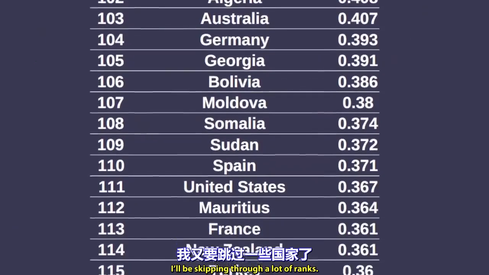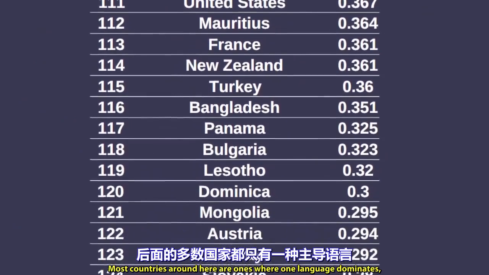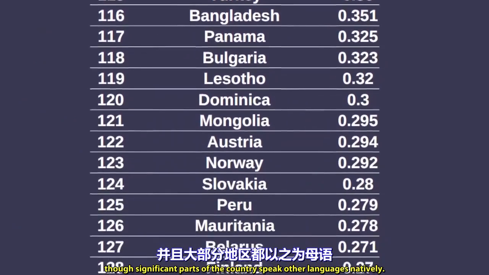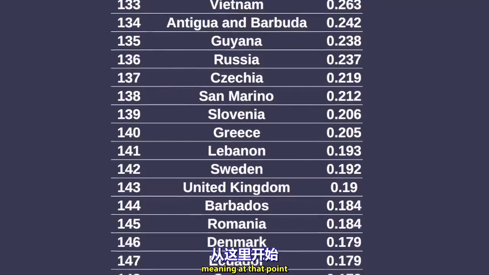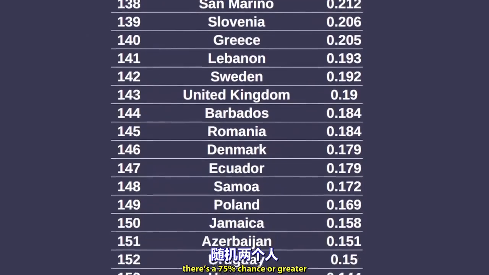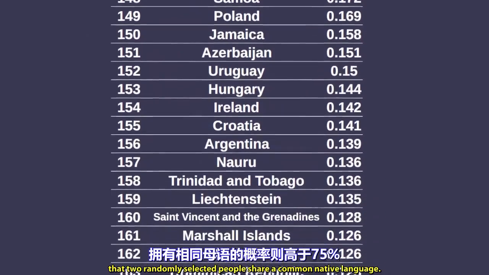At this point, I'll be skipping through a lot of ranks. Most countries around here are ones where one language dominates, though significant parts of the country speak other languages natively. Vietnam at 133rd marks the last country before the LDI falls below 0.25, meaning at that point there's a 75% chance or greater that 2 randomly selected people share a common native language.